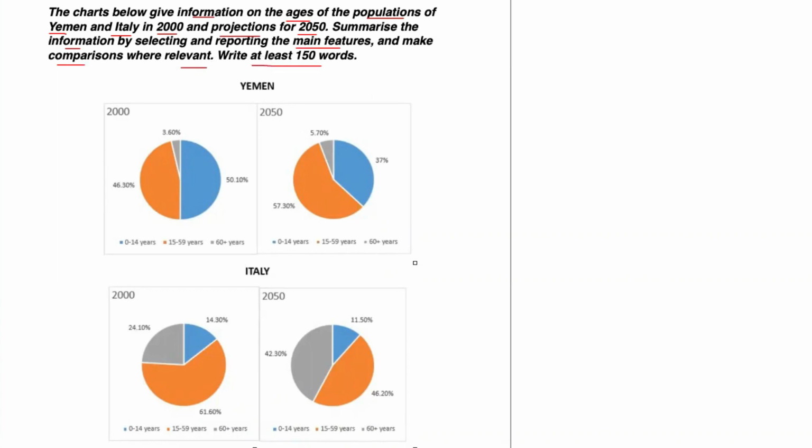So this is a very standard writing prompt. And the most important thing, the thing I really want to call your attention to, is that we will have to make comparisons where relevant. A big problem with this type of question with more than 2 pie charts is that students usually just discuss every single piece of information in each pie chart without comparing.